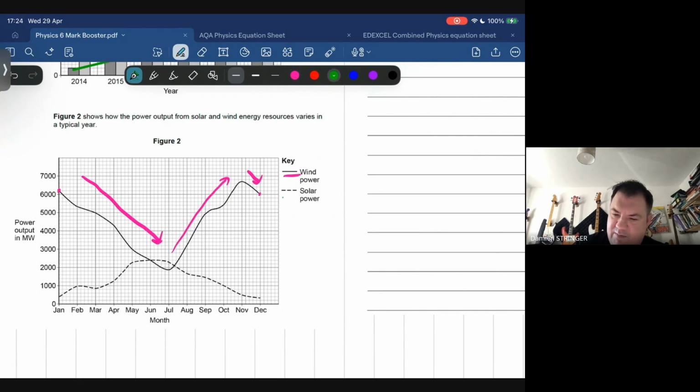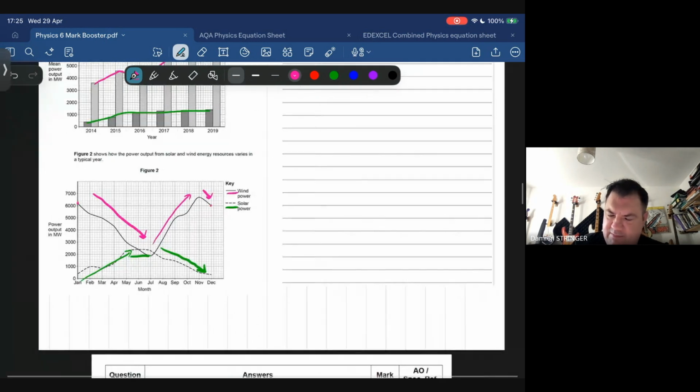And then green, I'm going to do solar power. Generally speaking, it's gone up. We've got a plateau there, and then down again. For kind of obvious reasons: it's generally windier in winter and it's sunnier in summer, right? That's kind of what I'm getting from that.